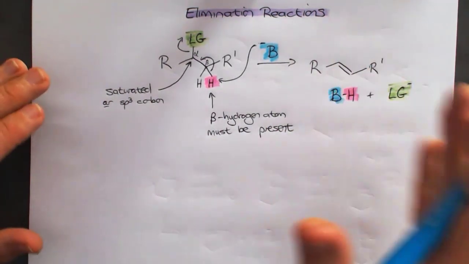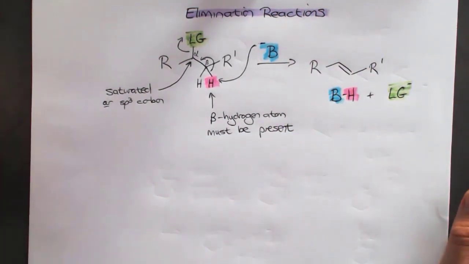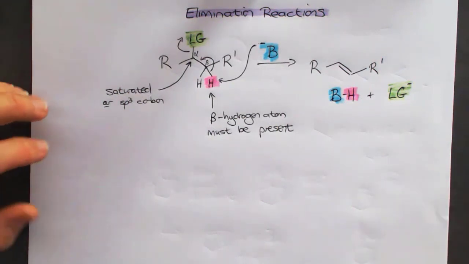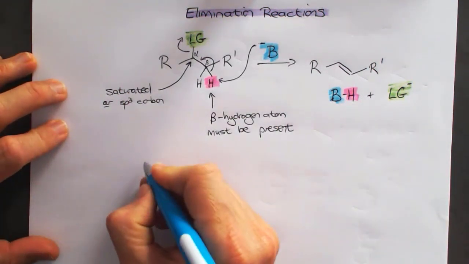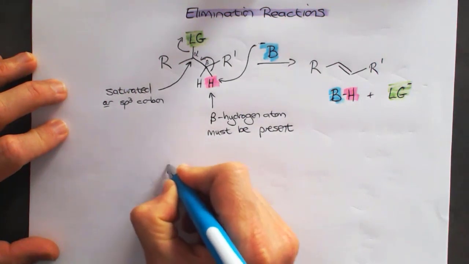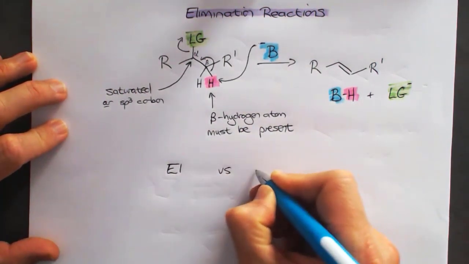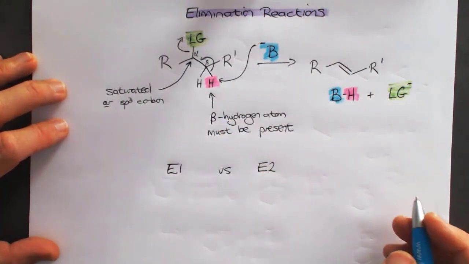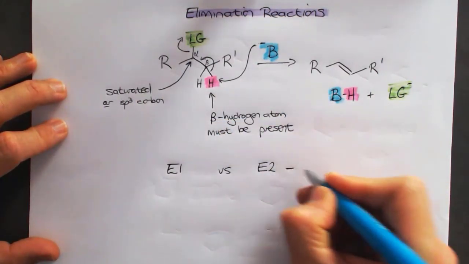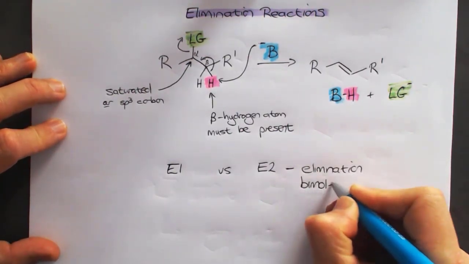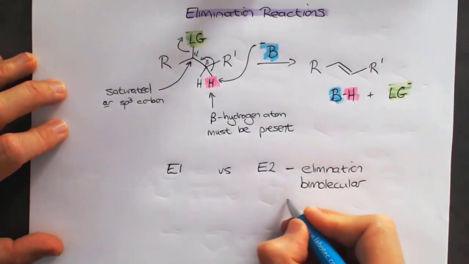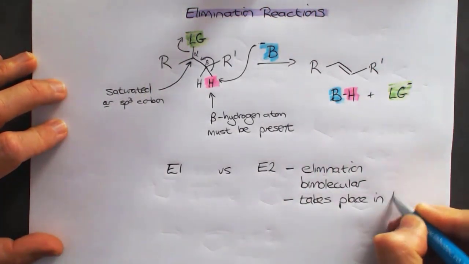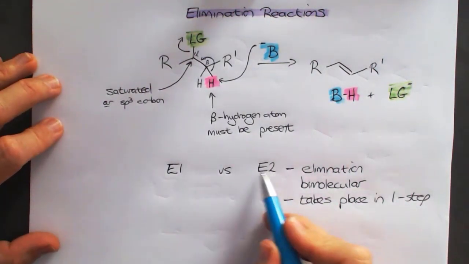Now, elimination reactions, just like substitution reactions, happen via two mechanisms. And the mechanisms are so closely interrelated to SN1 and SN2 that I don't have to go into too much detail about that. So we essentially have two types. The one is E1 and the other one is E2. Now, the mechanism that I've drawn at the top over there is the E2 mechanism. E2 stands for elimination bimolecular. This is the reaction mechanism that takes place in one step. So this is just like an SN2 reaction.